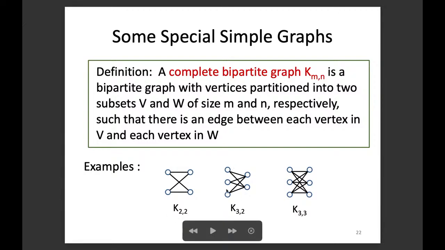This is K_{3,2}, 3 vertices on one side, 2 on the other, and then we join every vertex on the left with every vertex on the right with an edge. Okay, so this is K_{3,3}. So why do we call it a complete graph? Because it has the maximum number of edges. So that's why we call it complete. Nothing that you can add to make it better.